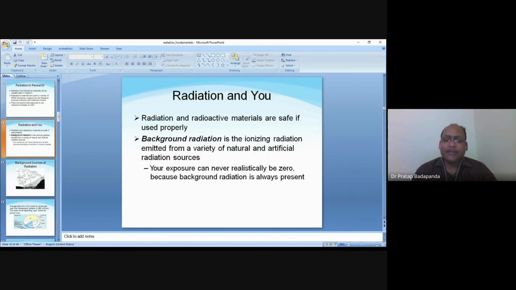radiation, and not just me, you also, means we all together. Radiation and radioactive materials are safe if used properly. That is the important thing. If we take the precautions, it is safe for us.